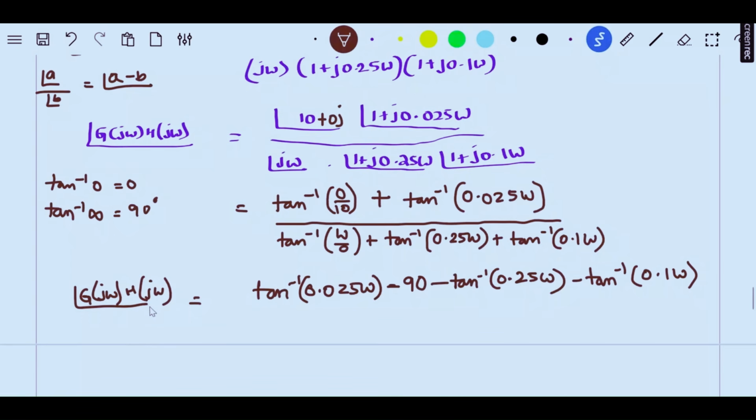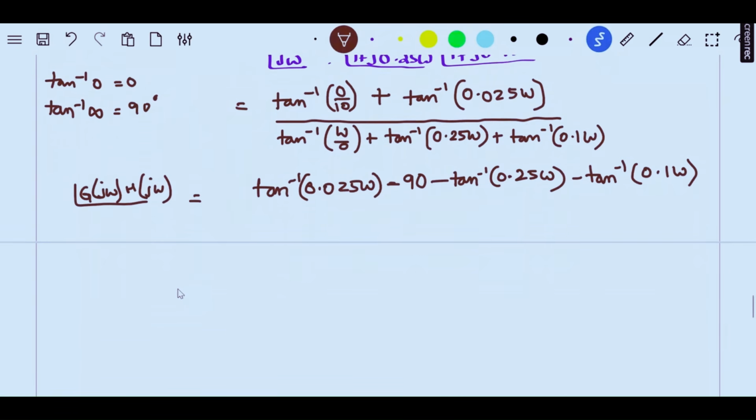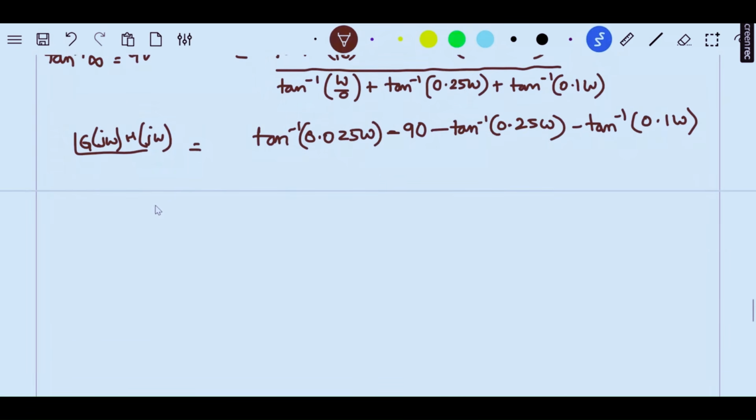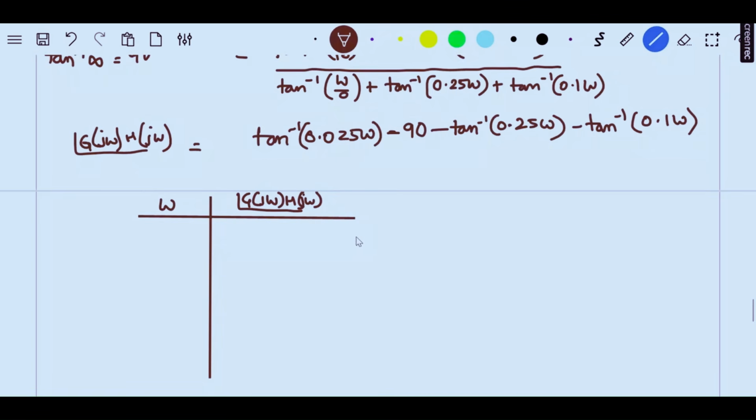Now what we need to do is create a table, where the omega value is one column and the angle of G of j omega into H of j omega is the next column. We need to create this table for different values of omega, and after creating the table, these values should be replicated in the phase plot. Means we need to plot the phase by looking into this table.